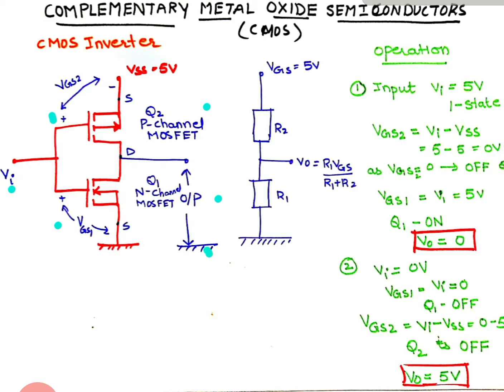The substrate of the P channel MOSFET is connected to the substrate voltage of 5 volts, whereas the source of the transistor Q2 is connected to 5 volts, and the source of the transistor Q1, the N channel MOSFET, is connected to the ground. This is the basic construction.